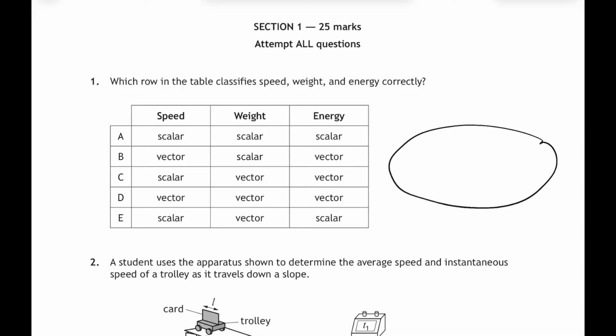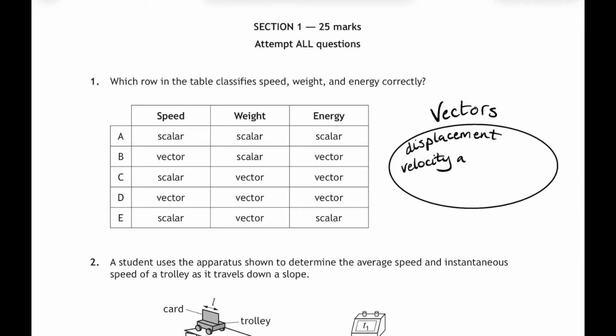Well, you should know at National 5 that a measurement that requires a direction for it to be fully described is called a vector. And there are 5 vectors that you need to be aware of at National 5 Physics, and they are displacement, velocity, acceleration, force and weight. All the other quantities that you meet in National 5 Physics are called scalars, because a single number is all you need to fully describe the magnitude of that quantity.